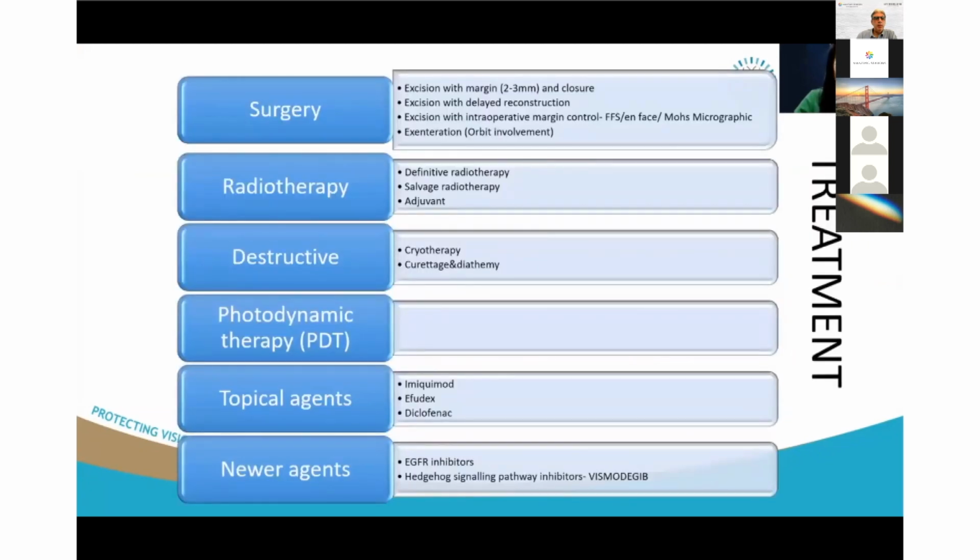These are the treatment options for eyelid skin cancer. The gold standard is still surgery, total excision of the tumor with margin control. Other treatment options include radiation, destructive therapy, photodynamic therapy, topical agents, or some of the newer agents like EGFR inhibitors or vismodegib.